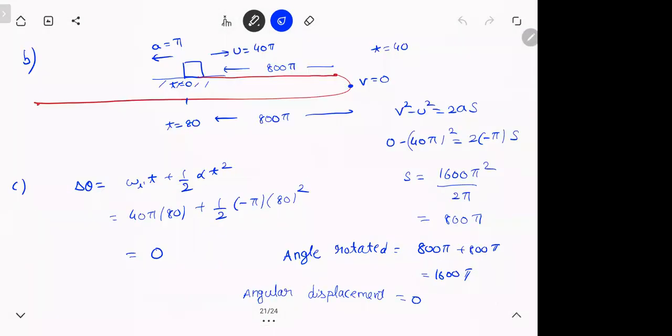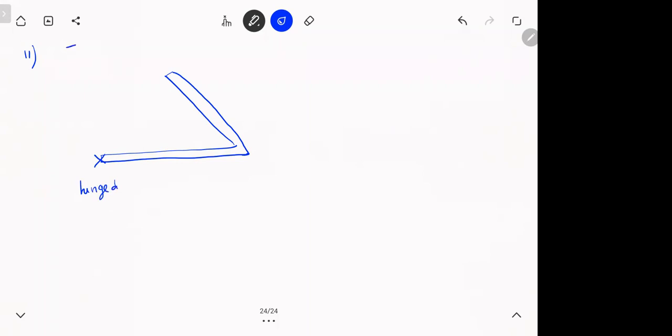So let's say a problem on this. We have a rod. A V-shaped rod. This is hinged here. This is the top view. You're seeing this from the top. This angle is 60 degrees. So let's call it OAB. So OA, OB is equal to 2 meters.